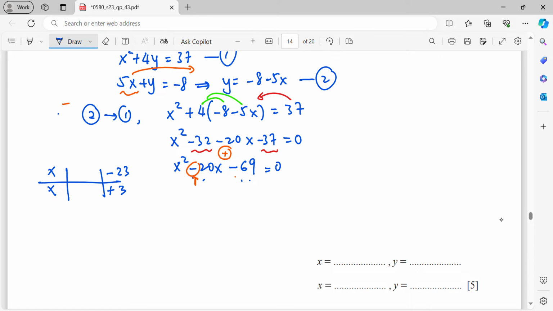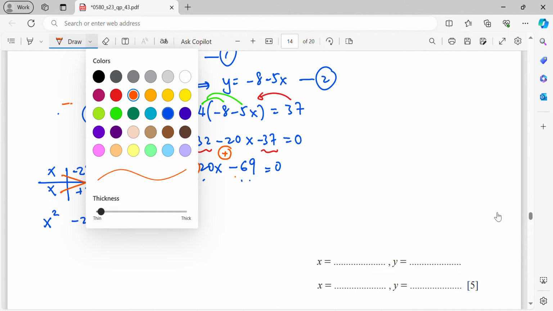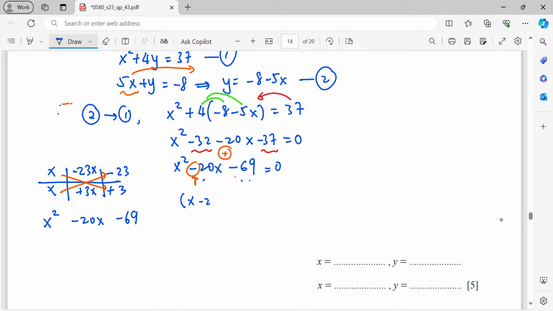For the middle parts, you just multiply. This is negative 23x, and then plus 3x. When you simplify, multiply the first and last term, and the middle one is just plus. So when you add, you will be getting negative 20x. So for your factorization, the factors will be just cross multiplication. Then from here, I will be getting x minus 23 multiplied with x plus 3 equals 0. Then x minus 23 equals 0, or x plus 3 equals 0, because multiplication of two terms equals 0 means that one of them must be 0.